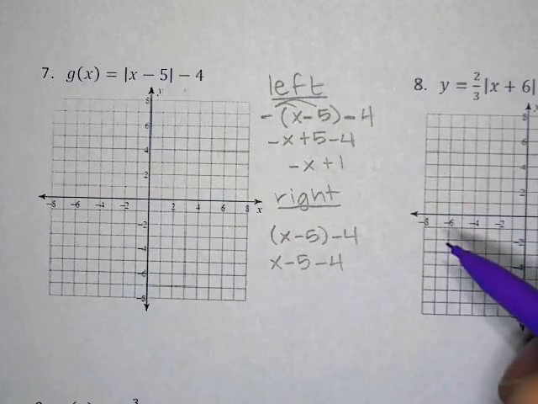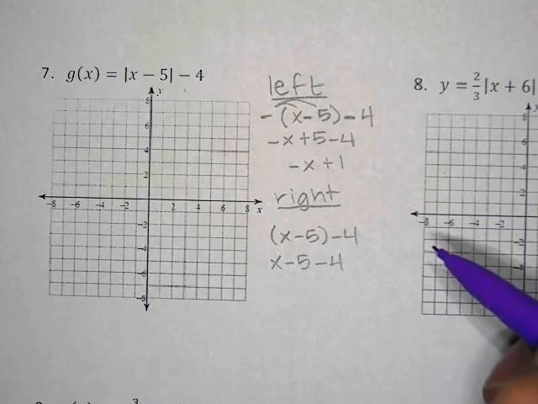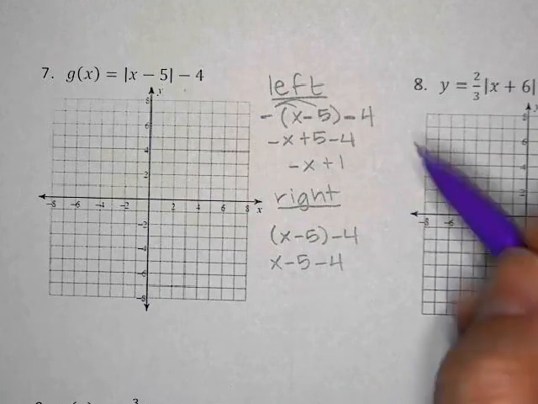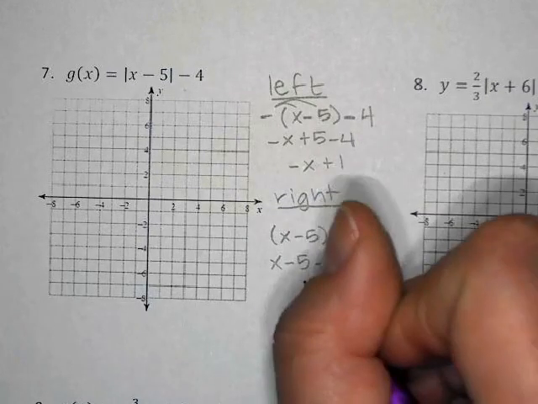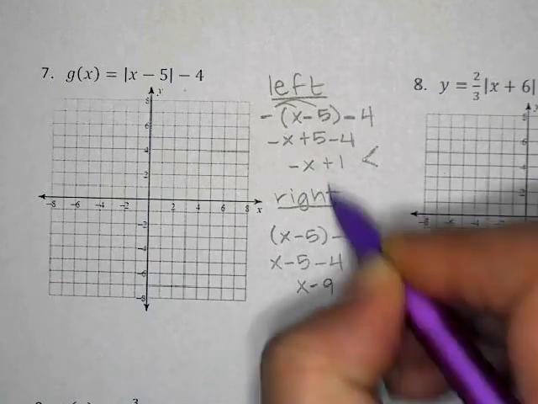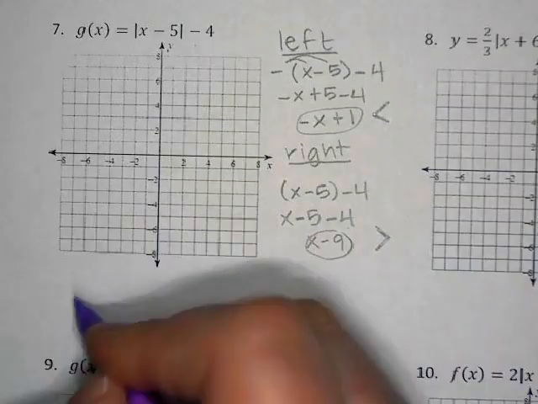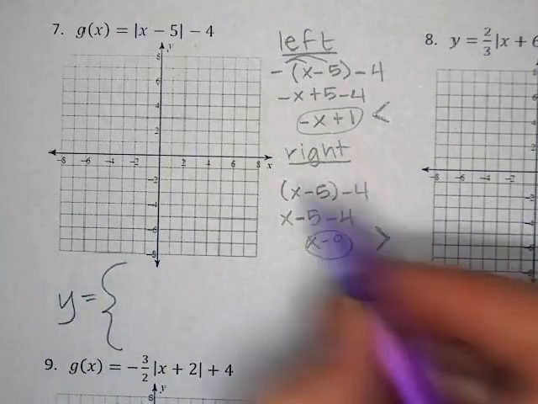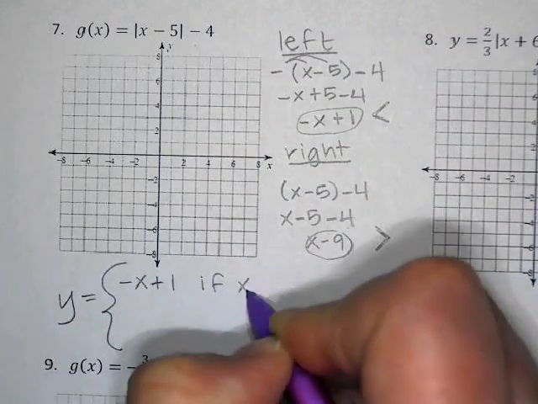I didn't rewrite it. I just wrote x minus 9 because I didn't see the point. That's fine. Yep. So if we combine like terms, what do we get? Negative 9. Okay. So left side, right side. Okay. So y. We got our left side. We got our right side.